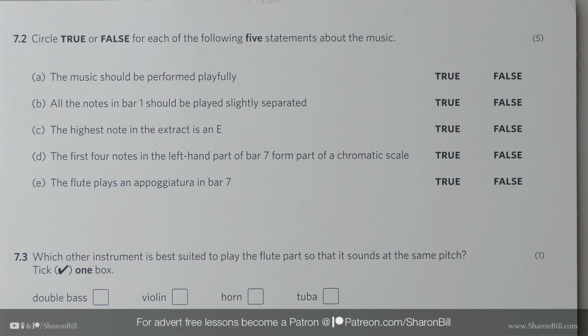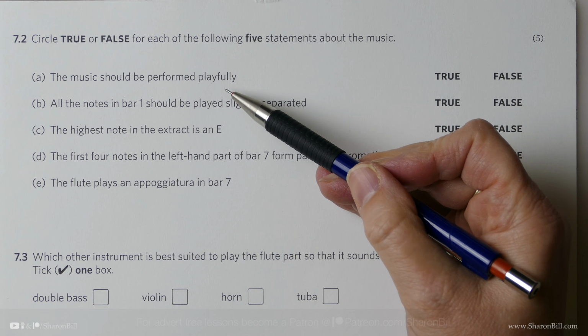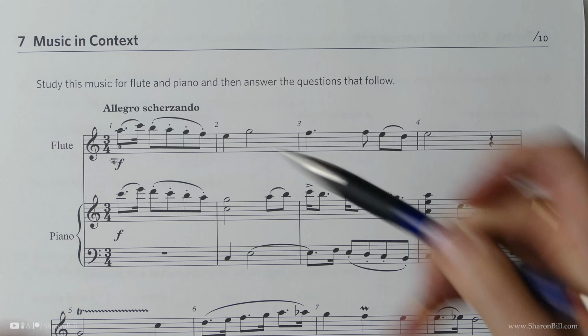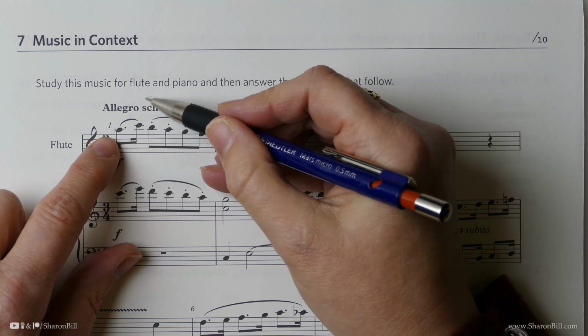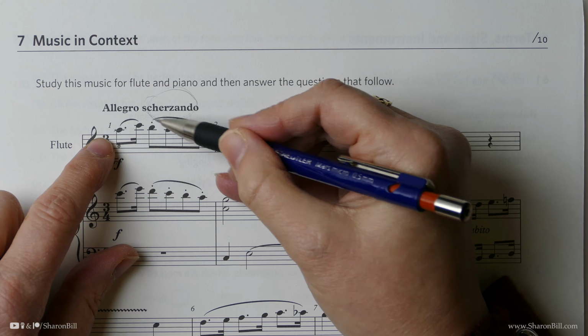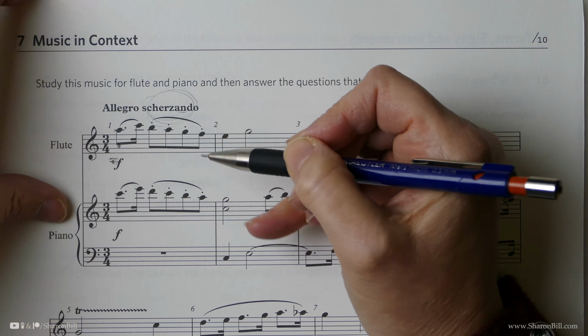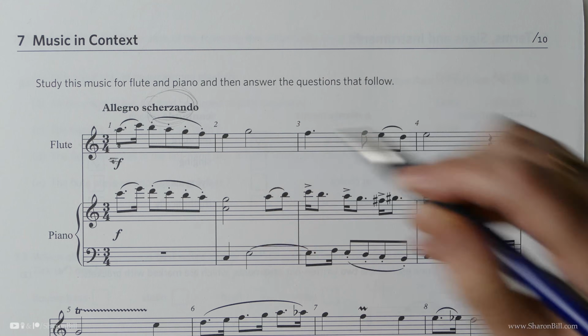Is it true or false that the music should be performed playfully? Let's look at the beginning and see what clues we've got. We know that it's fast, but this is the word here, scherzando. Scherzo is playful, so it's in a playful style. So indeed it should be played playfully.